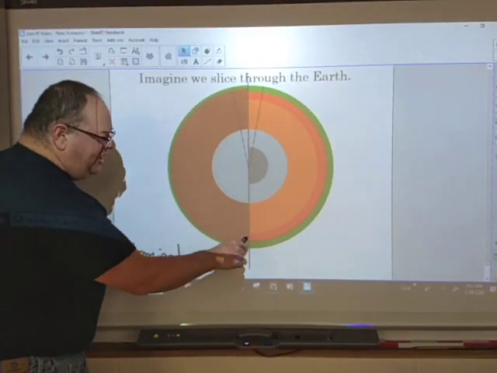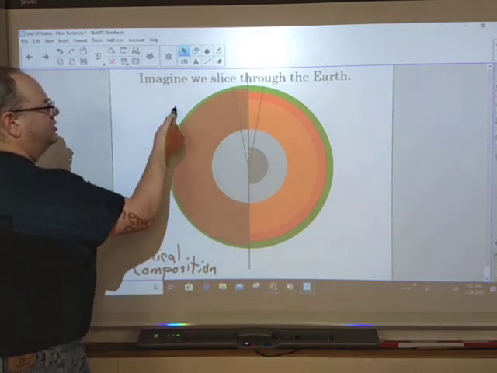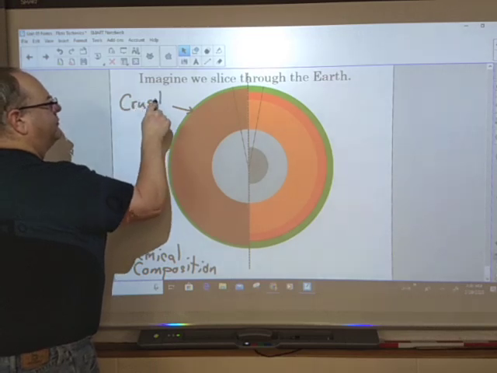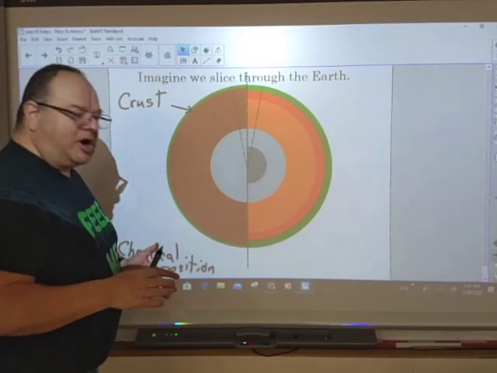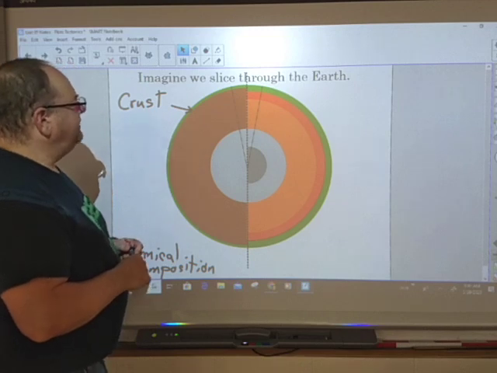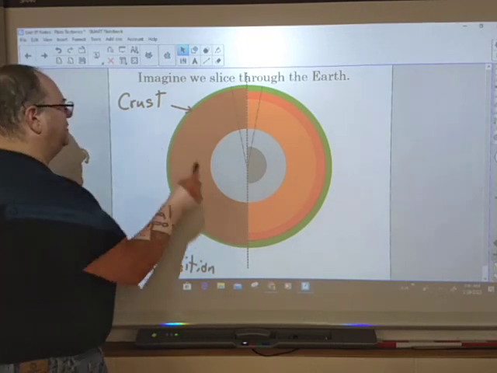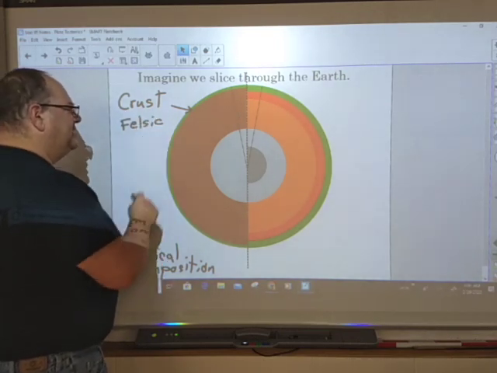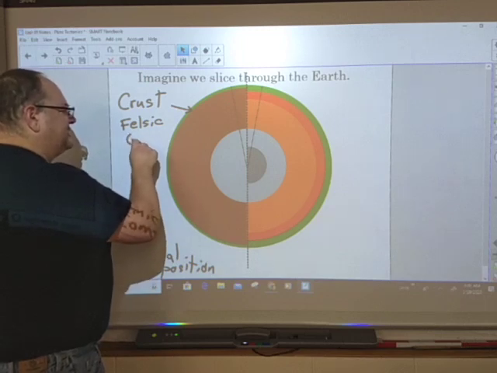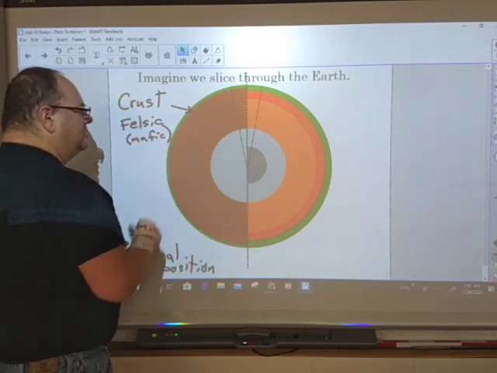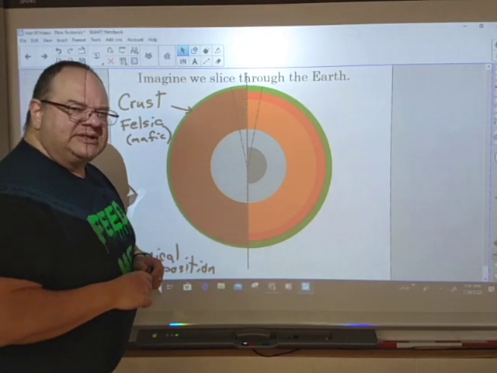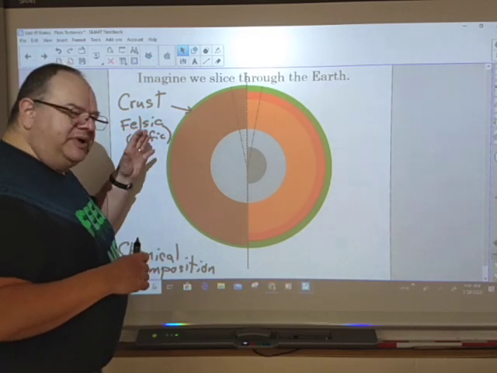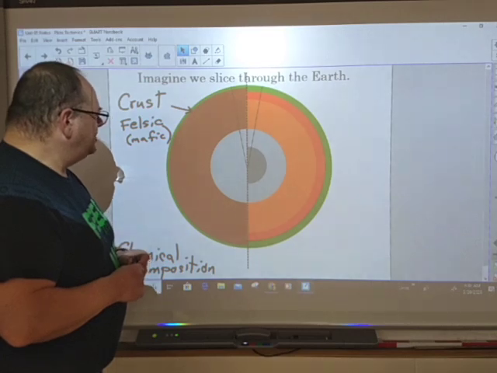You see that I have three basic layers here. So, starting on the outside, the outer layer of the earth is called the crust. What is it made of? Well, the crust tends to be more felsic rocks. Some mafic. Everything has a combination, but if you're going to find felsic rocks on the earth, they're going to be out in this crust on the surface.